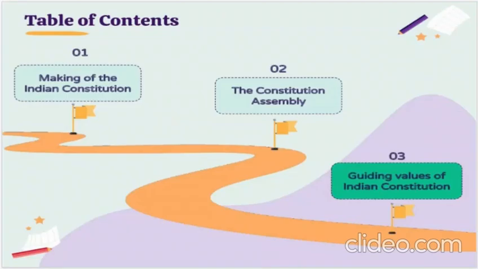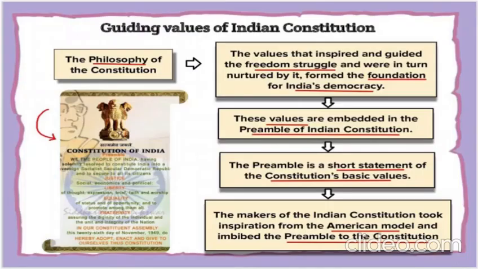Moving to the last topic, we understood how the constitution was made and who played what role, but what is inside that constitution is the question. So what are the values given in our constitution? What is the philosophy of the constitution? The values that inspired and guided the freedom struggle are in turn nurtured by it and form the foundation of democracy. So whatever struggles were faced during that time for freedom, all those things are laid down as the base. These values are even written in the preamble of the Constitution.